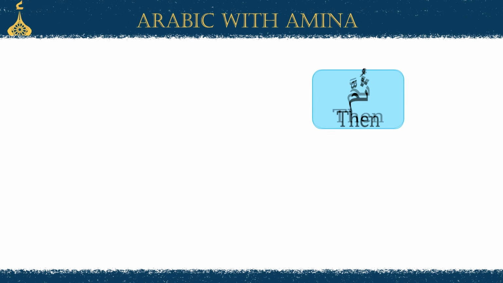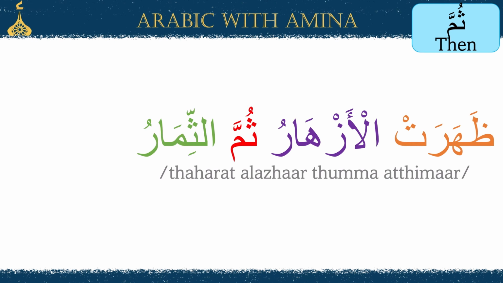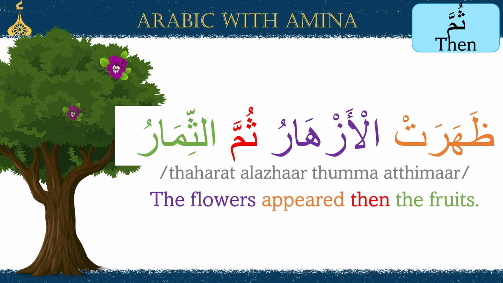Now we will be talking about ثم, which also means then. So our example is ظهرت الأزهار ثم الثمار. The flowers appeared, then the fruits. Here we have ثم, which is its own separate word. It's not attached to the word after it. And it is very similar to what we just learned about fa. It translates to then and indicates sequence. First flowers and then fruits.